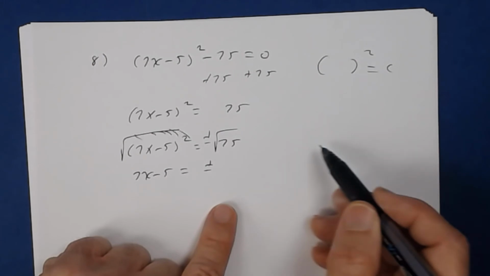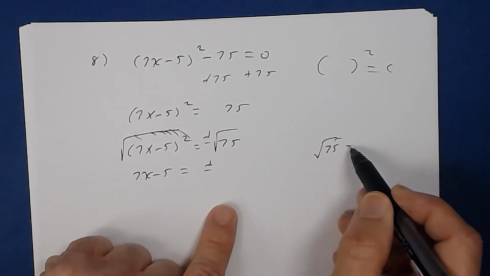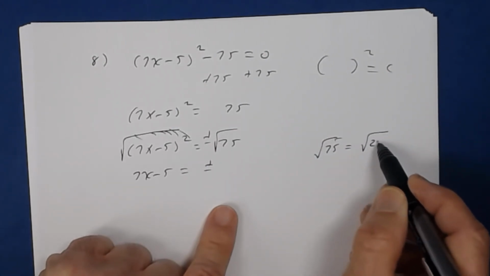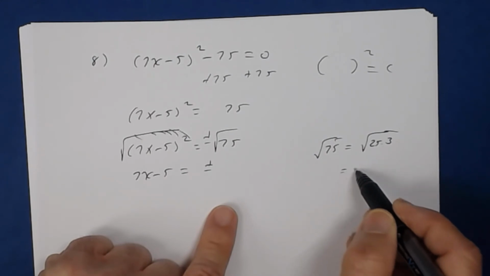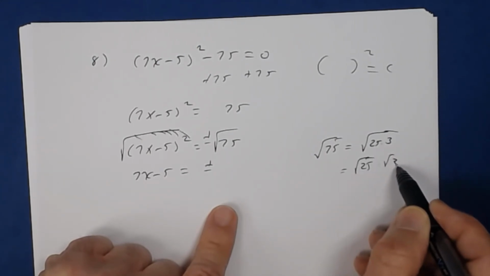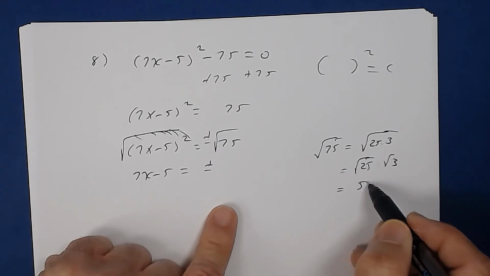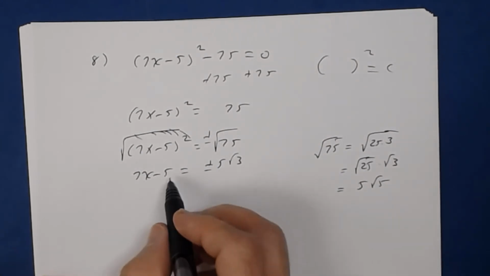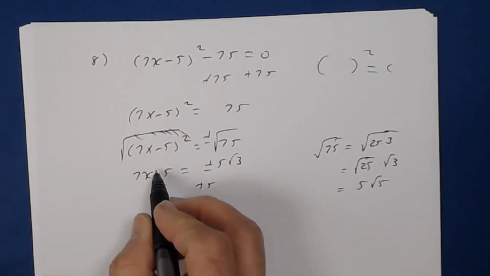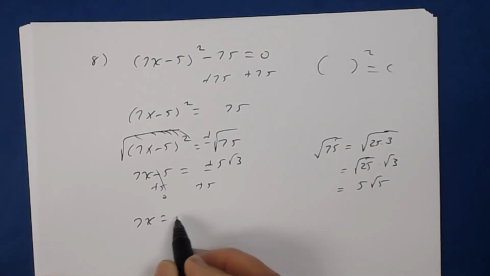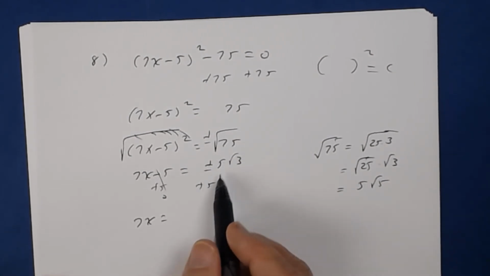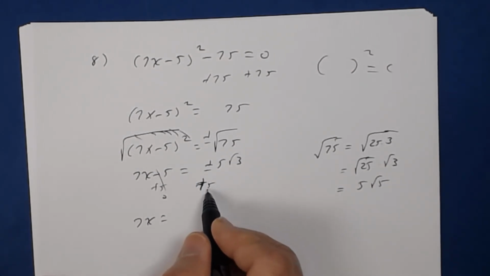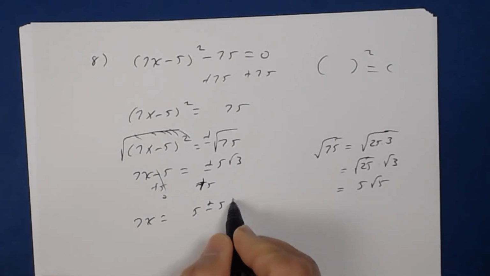And then we can simplify the square root of 75 because the largest perfect square that goes into 75 is 25. So that's 25 times 3. And so I can write this as square root of 25 times the square root of 3. And so the square root of 25 is 5, so you get 5 square root of 3. So that's going to go here, 5 square root of 3. And the next step is to add 5 to both sides because we were trying to get x by itself. And so I get 7x equal, remember you can't combine those, so you have to write it as you see it. So that's 5 plus and minus 5 square root of 3.